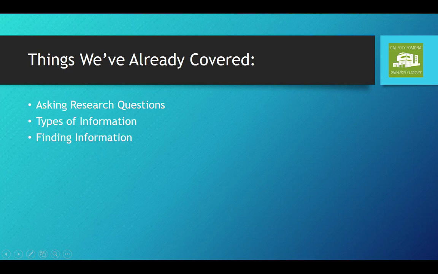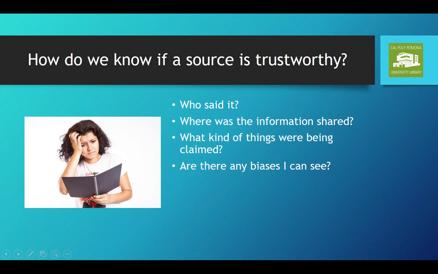In the previous episodes, we've covered how to refine a research topic into a research question, the different types of information and how you can use them for research, and ways to query research databases and repositories to access the sources you need. In this segment, we're going to talk about how to evaluate the reliability of those sources. So you found some sources. Great. How do you know those sources are trustworthy?